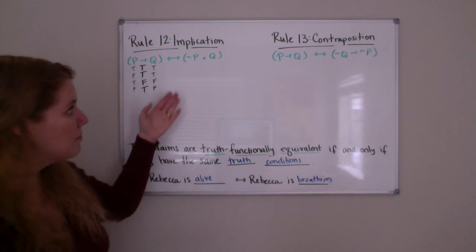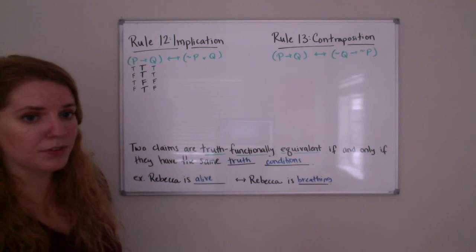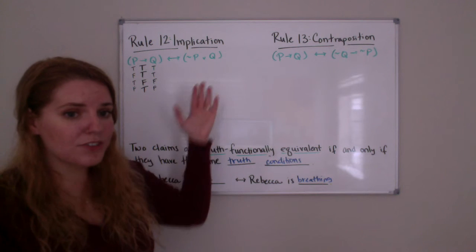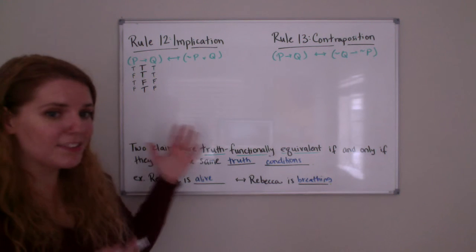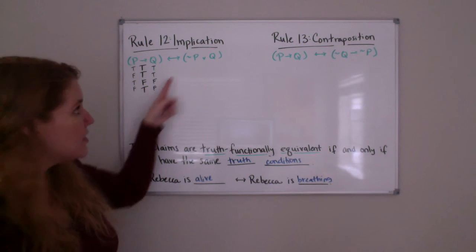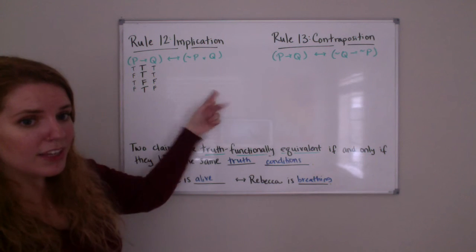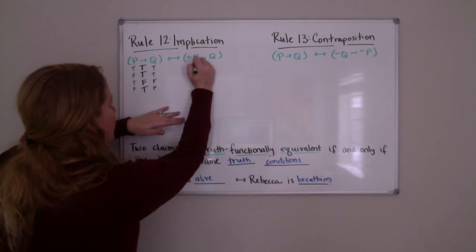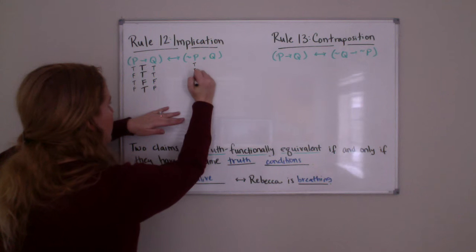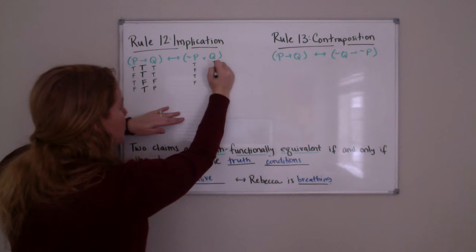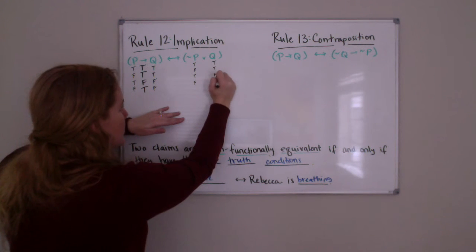Q is false. Okay, now let's get up the truth table for not P or Q. Since we're comparing the truth functional equivalence of these two claims, we need to make sure that we're giving the same values to P and to Q across the board. So we're still writing up the truth values for P in the same order. We're going true, false, and we're doing the same for Q, which is true, true, false, false.